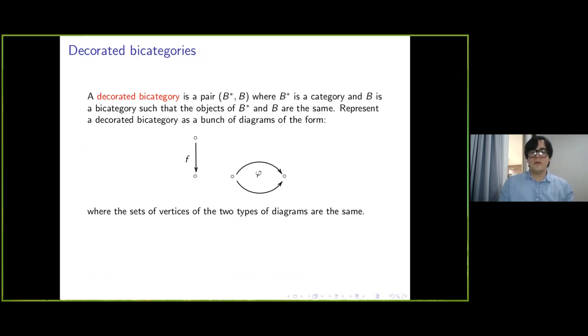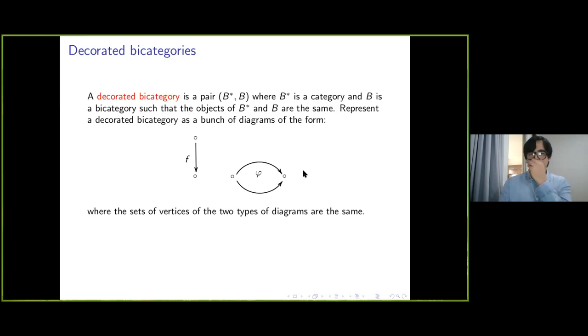So a decorated bicategory is a pair (B*, B), where B* is a category and B is a bicategory, such that the objects of B* and B are the same. So we represent decorated bicategories as a bunch of diagrams of this form. In my definition, these should be globular diagrams and vertical morphisms.